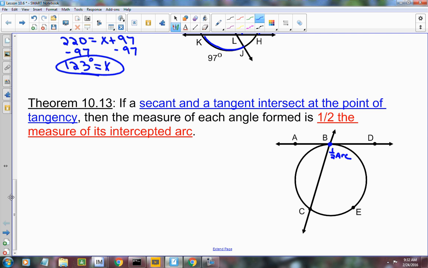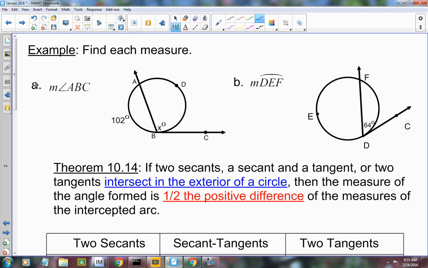Okay, that angle there that's created by the secant and the tangent is half of the arc that's made by those. So the measure of angle CBD equals 1/2 the measure of arc CED. So if this arc was 200, what would that angle be? If that big arc there was 200, what would that angle be? 100, okay? All right, so let's work a couple of problems.